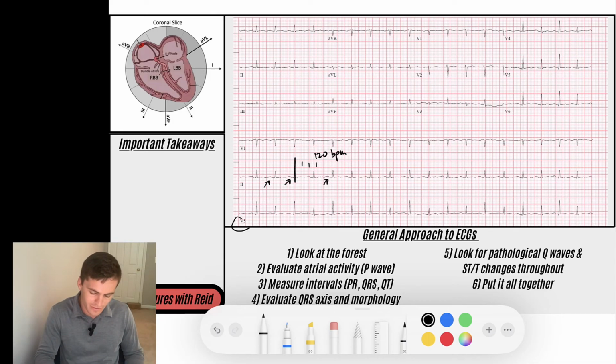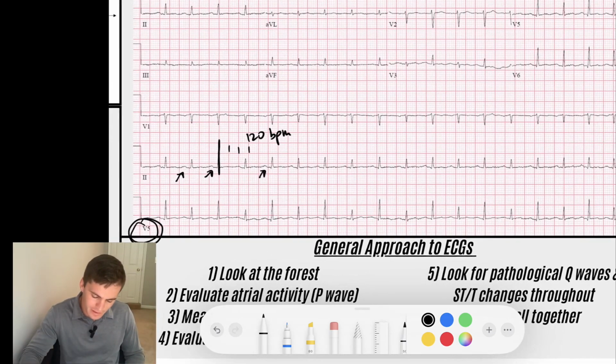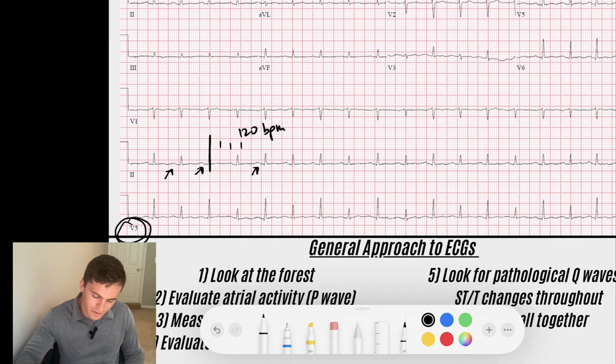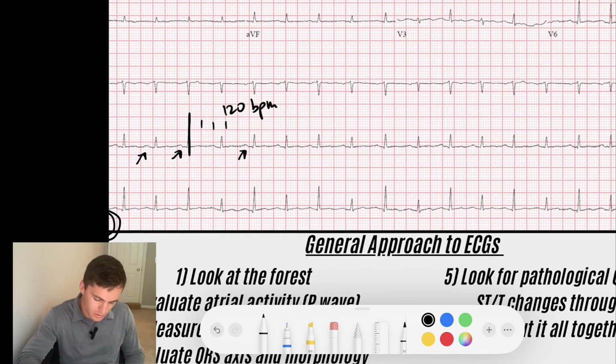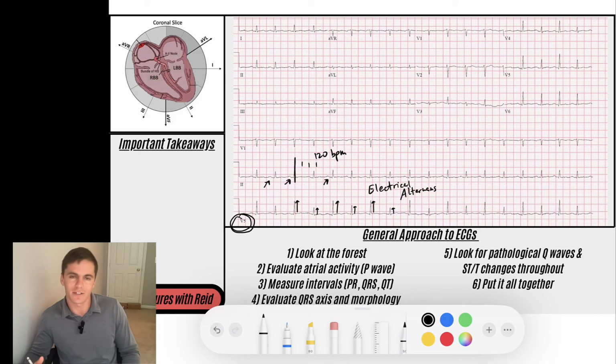Look down here at V5. And this is where it gets really interesting. Look at the difference in the amplitudes of these QRSs. You've got tall, short, tall, short, tall, short. We would call this electrical alternans. And so this is a patient that's got a massive pericardial effusion causing some tamponade, right?